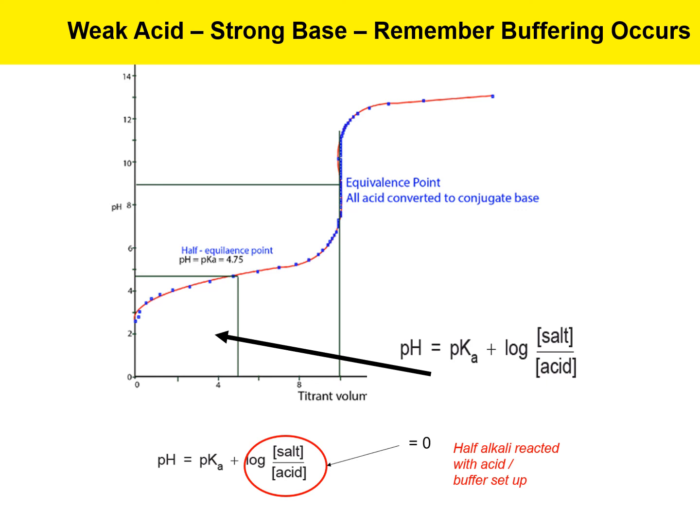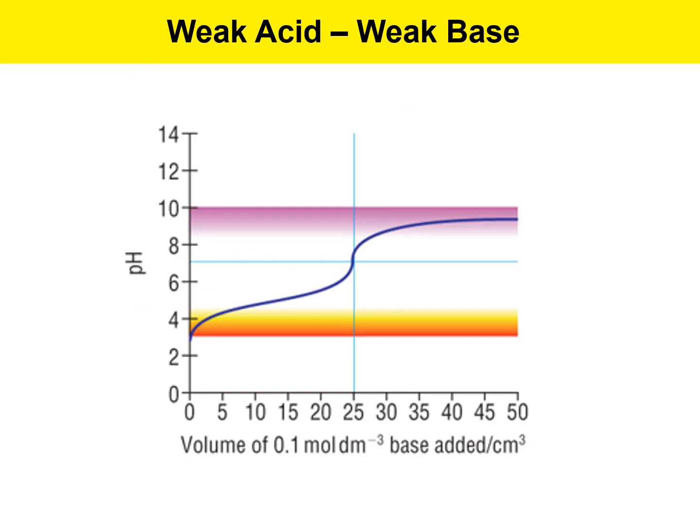acid. This is important because that means when we look at a weak acid strong base titration curve, if we go to where half the alkali has been added and read off the pH, we can use that value to work out the pKa. The final type of curve is the weak acid weak base titration curve, and there is no suitable indicator for this titration, we would have to use a pH meter.